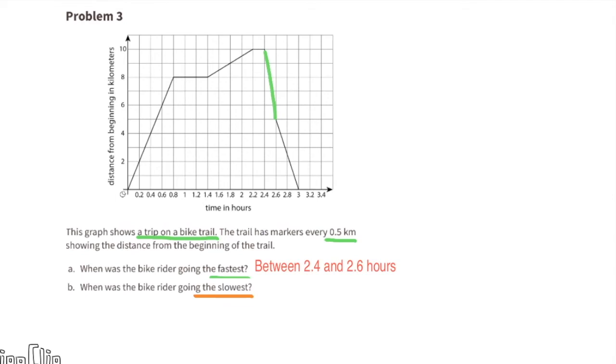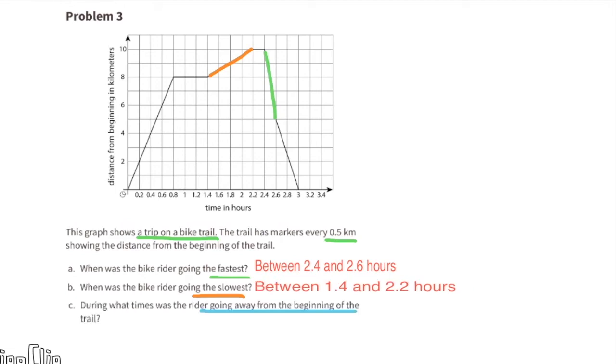B. When was the bike rider going the slowest? Between 0.8 and 1.4, the bike rider was actually stopped, and that's not considered traveling. But between 1.4 and 2.2, the bike rider only traveled 2 kilometers. So the bike rider traveled the slowest between 1.4 and 2.2 hours.